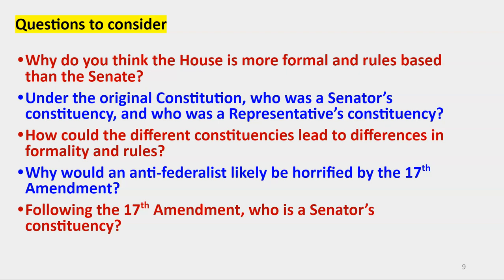So some things to think about, and here, why do you think the House is more formal and rules-based than the Senate? If you can't answer that, then I would go back and watch what we just covered. Under the U.S. Constitution, who was a senator's constituency and who was a representative's constituency? Again, if you can't answer that based on what we've just covered, go back and look at the video again. I think it will help you. How could the different constituencies lead to differences in formality and rules?